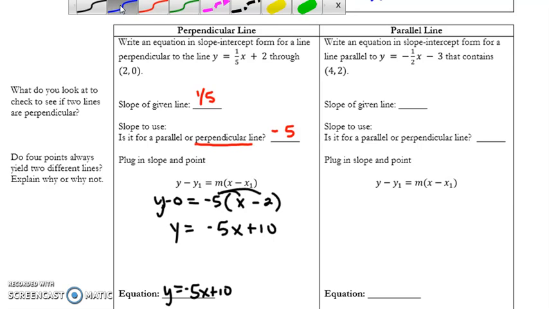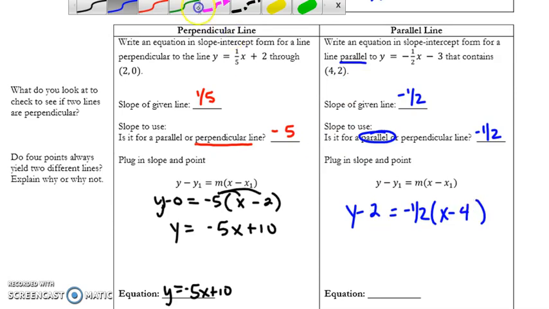So our last one here is going to be identifying our slope here, which is -1/2. We are looking for parallel. So if we want parallel, that means we need the same slope. So we're going to use -1/2 as our slope. And we are going to plug in 2 for our y and 4 for our x. And then we're going to distribute. So y minus 2 equals -1/2 x. Negative times a negative is a positive. Half of 4 is 2. And then we're going to add 2 as our last step. So it's y equals -1/2 x plus 4.